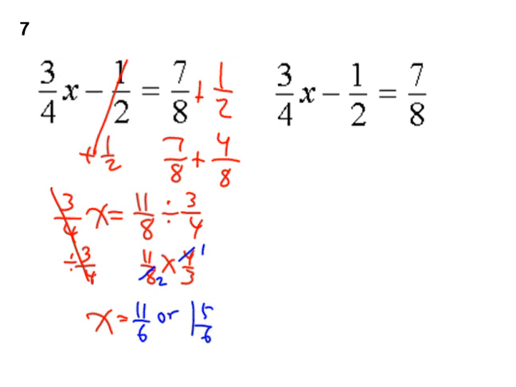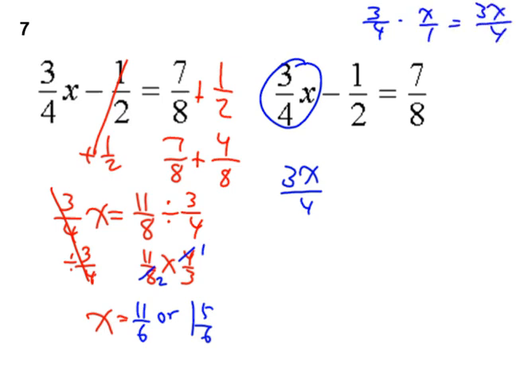But another way you could have done it says, okay, the first thing I'm going to do is change that to 3x over 4, because of course 3/4 multiplied by x, or x over 1, multiply the numerators, I get 3x, multiply the denominators, I get 4. So another way to write 3/4 of x is really 3x over 4.